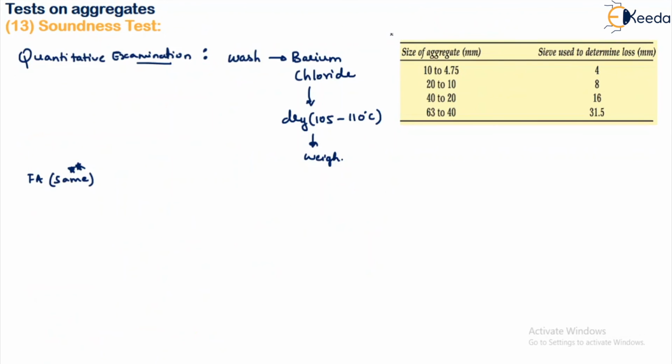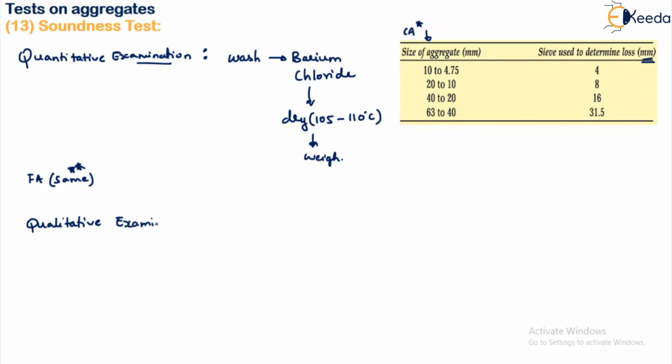Right, if they are coarse aggregate, we have to follow this. So the size of the aggregates, if these are these, then the percentage of loss which we can get are given. The sieve numbers are 4, 8, 16 and 31.5.